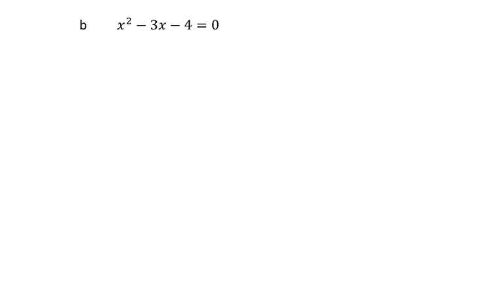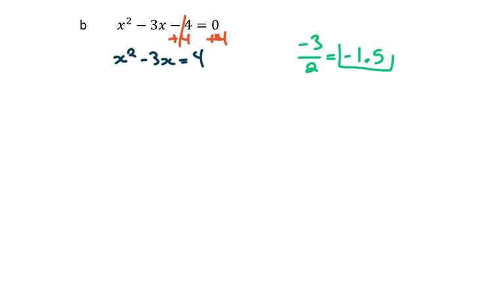Moving on. This one, again, we need to get the number, the c, moved over to the other side. We'll add 4 this time. X squared minus 3x equals 4. Completing the square, so we'll take the coefficient on the x, that's negative 3. We will divide that by 2. That is negative 1.5. And I know this being a decimal might create some complications. It does, but nothing we can't deal with. We'll then take that negative 1.5 and we'll square it, which is 2.25.